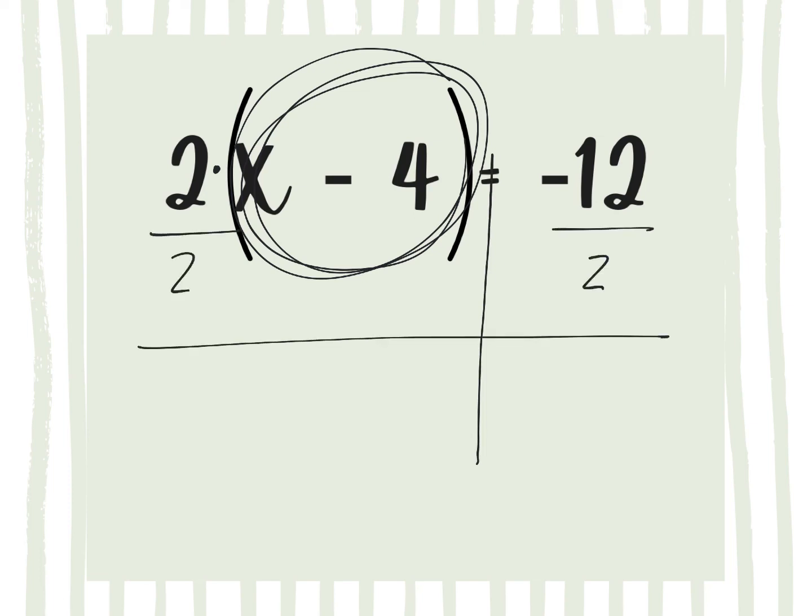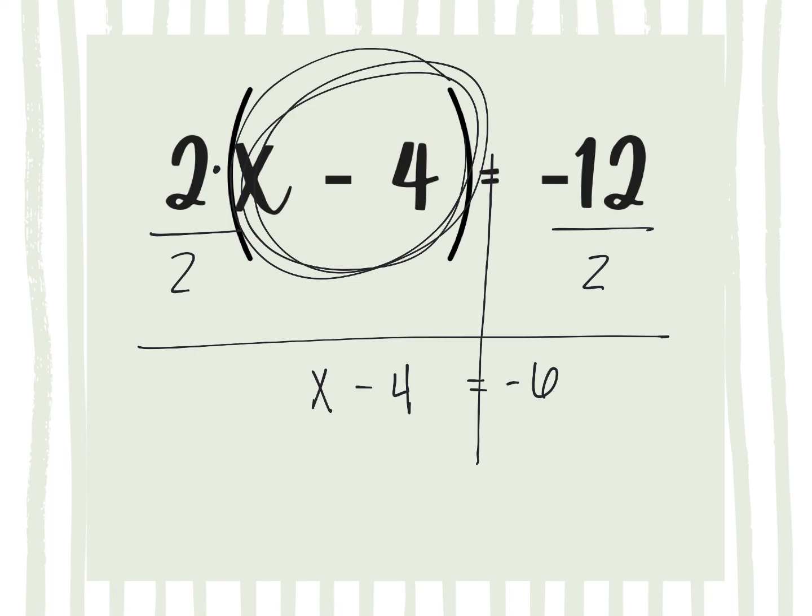The reason why I'm allowed to do that is because this top part of my equation essentially says I have 2 groups of x minus 4. If I divide by 2, I now have 1 group of x minus 4. On the right side, that leaves me with negative 12 divided by 2, which is negative 6. From here, I've got a one-step equation, but it looks a little different than some of them we've seen before.